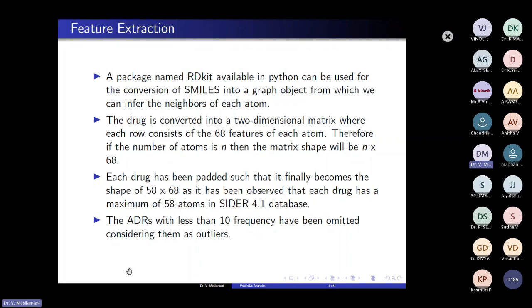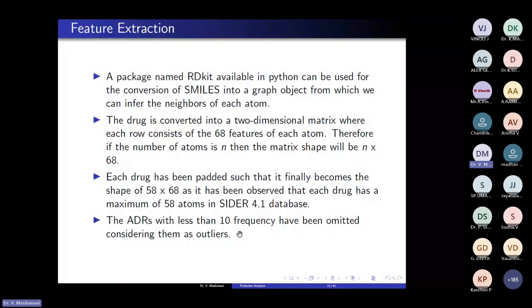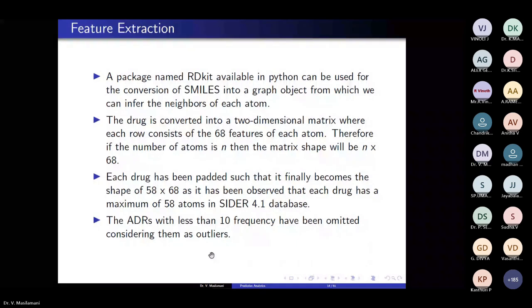And we eliminated some data from the data set. Any ADRs with less than 10 frequency are removed from this. The reason is that it is not reliable, right? Some errors may be there, and based on a small frequency, if we say that an ADR is there, then that's not correct.